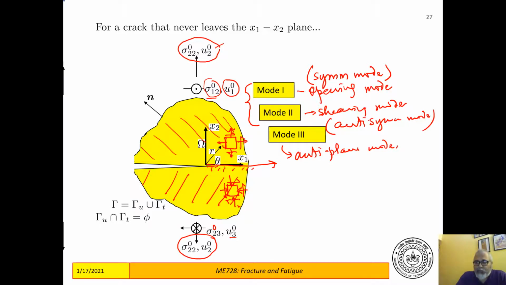While handling it, you have to remember that the opening mode is a symmetric mode, where the normal stresses do not change sign and are equal in magnitude above and below the symmetry line, whereas the shear stresses change sign, right? And mode 2 is the shearing mode, where it is completely antisymmetric, which means that the normal stresses are going to change sign, whereas the sign of the shear stress remains unchanged for mirror points across the symmetry line. Okay, we will handle mode 3 separately. We are just handling mode 1 and mode 2 now.